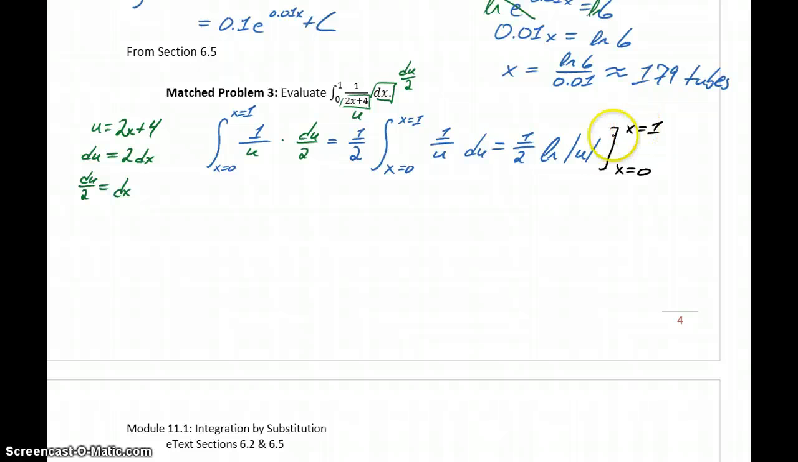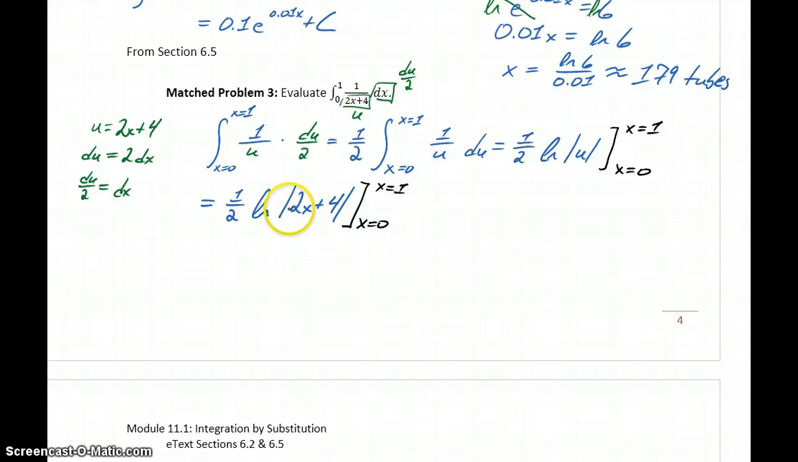Now again, keep in mind we can't make these substitutions yet because these are x's, values for x, and this variable is u. So the next step is to rewrite this indefinite integral with this original expression that we substituted in for u. So this would become 1/2 times the natural log of the absolute value of 2x plus 4. And now that can be evaluated from x equals 0 to x equals 1 because our resulting indefinite integral now is in terms of x again.